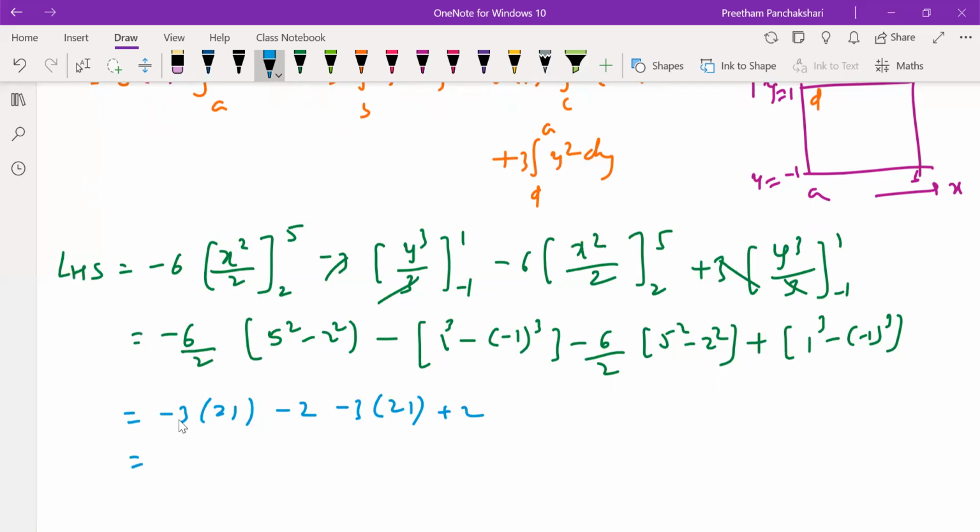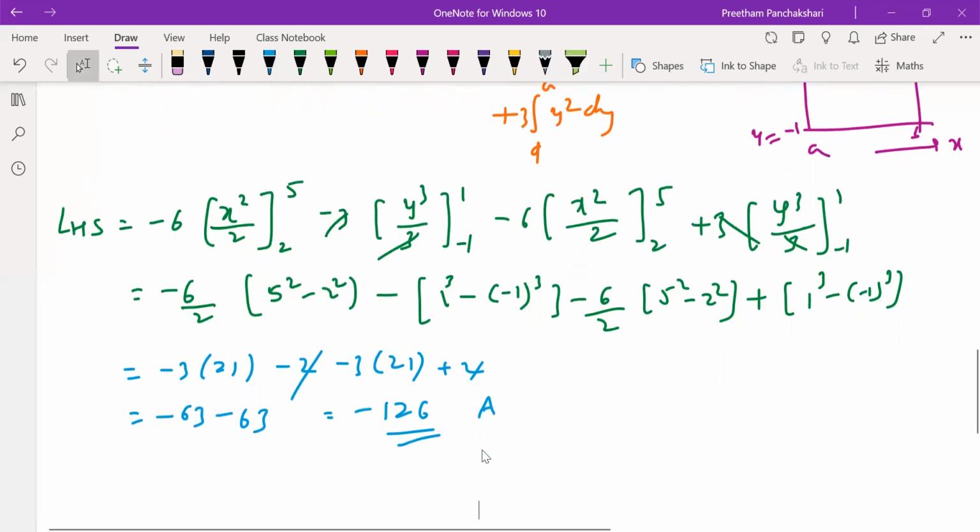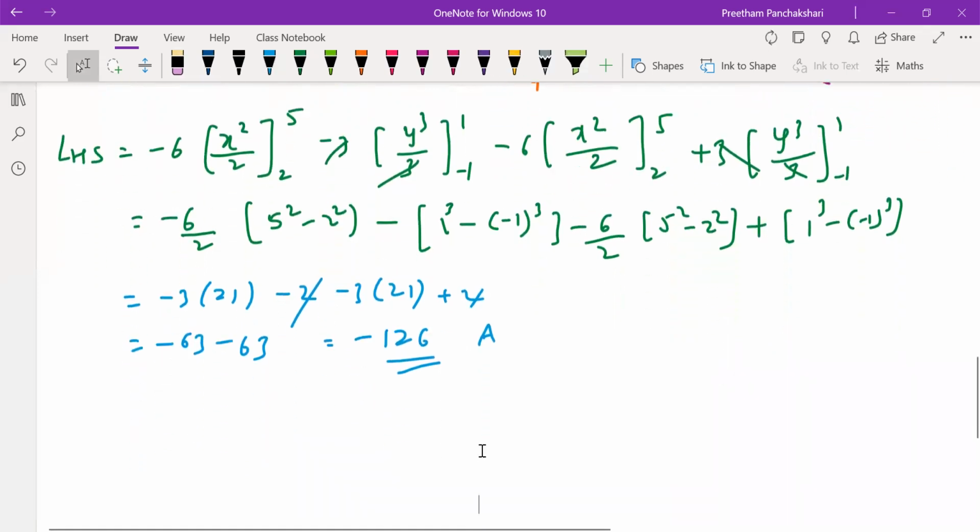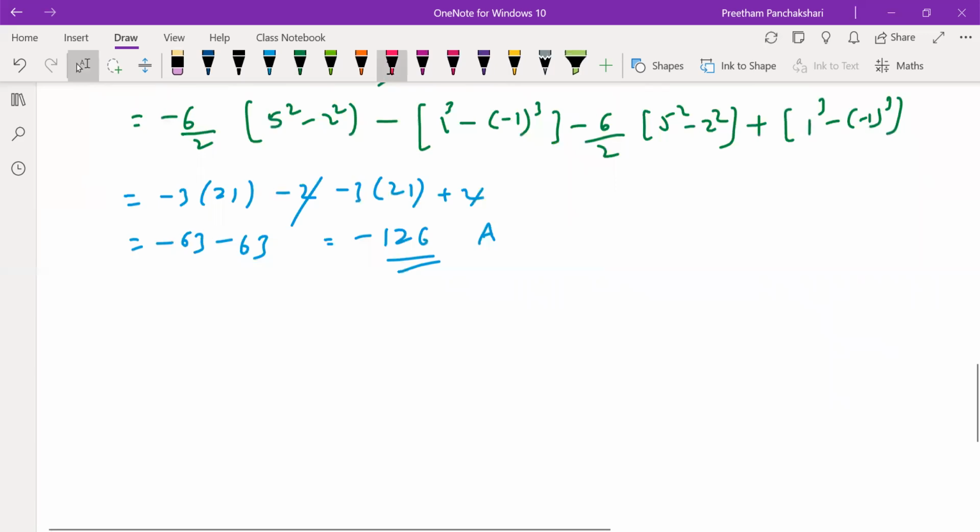Finally, we're going to get minus 63 minus 63, that is minus 126 amperes. This forms the answer for the left-hand side of Stokes' theorem. Let us go for the RHS of Stokes' theorem. Remember the answer.